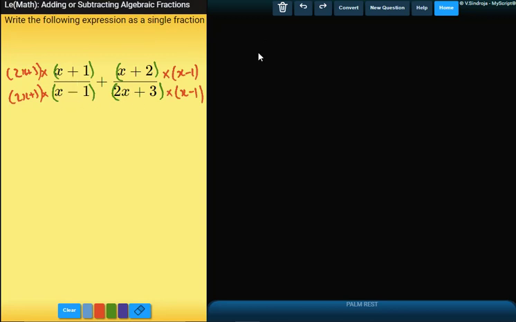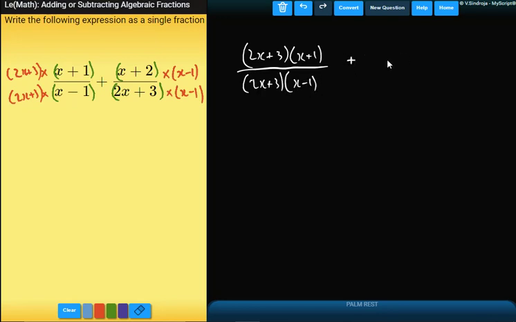Okay, so on the top we'll get 2x plus 3 times x plus 1 over 2x plus 3, x take away 1, add x plus 2 times x take away 1, all over 2x plus 3, x take away 1.